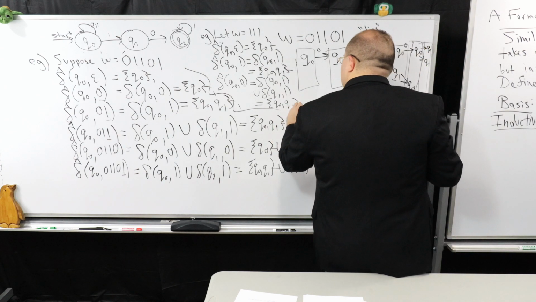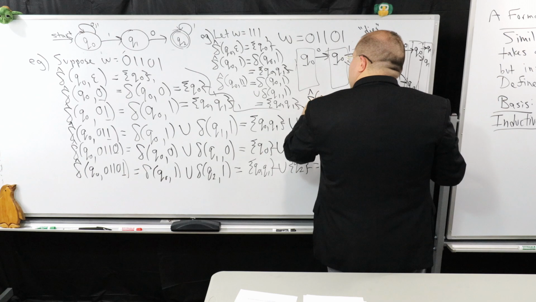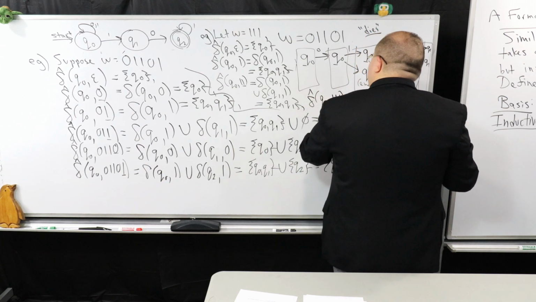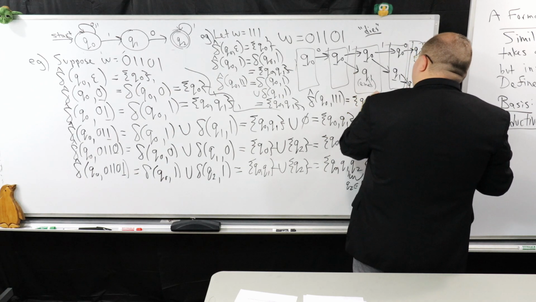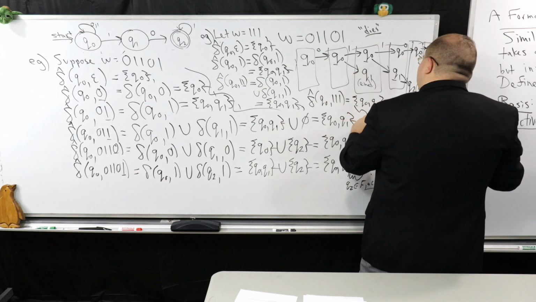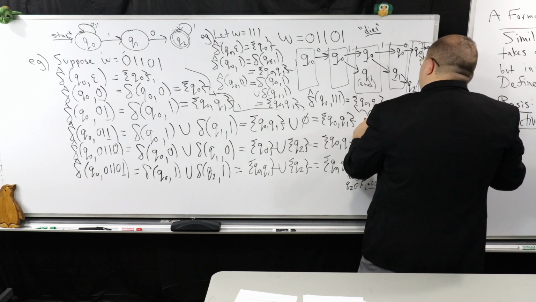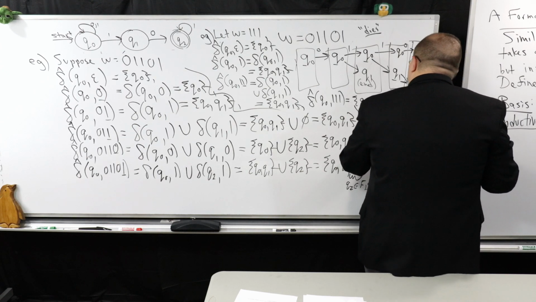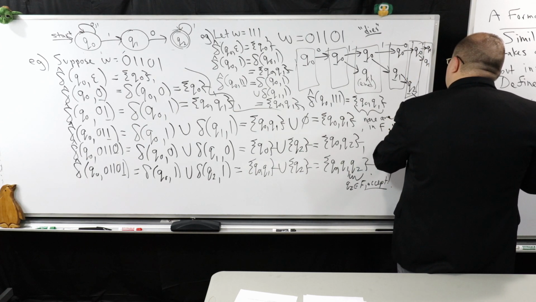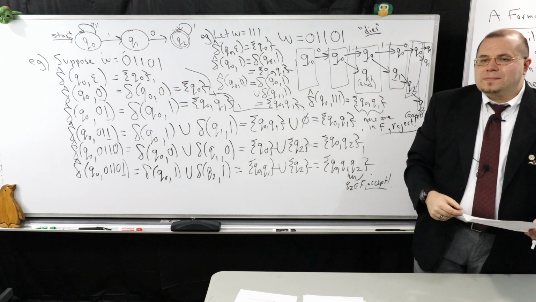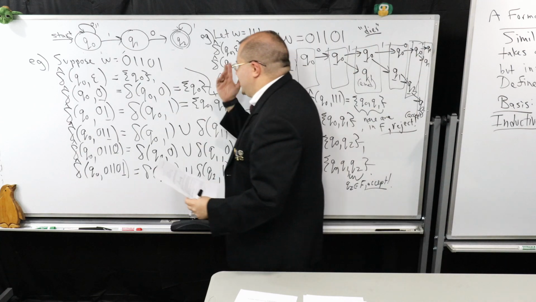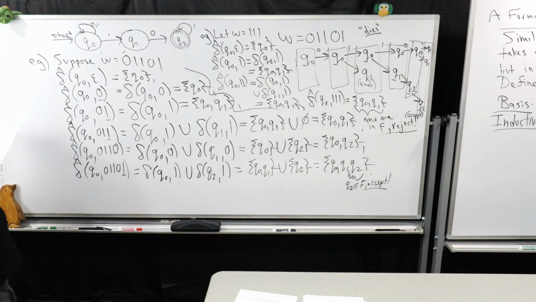So if you were to try delta hat of Q0, 1, 1, 1, you would end up with just another time you'll get Q0, Q1 again. And none of those are an F, so you would reject, right? Does everybody see that? I know this is a lot of calculations on the board, but I want to bring this all together now.